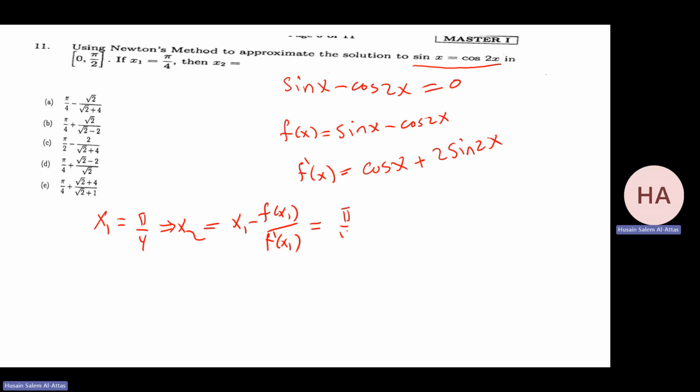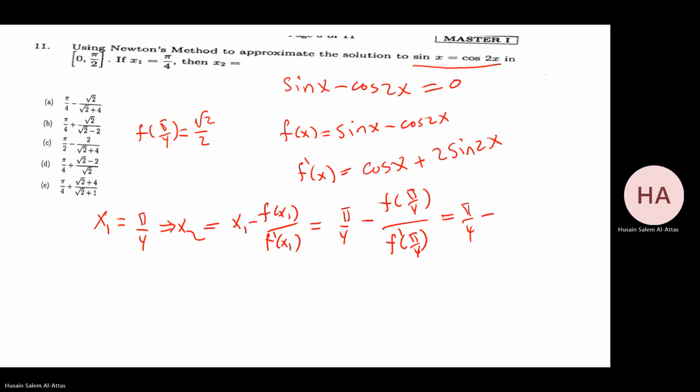That implies x2 is x1 minus f of x1 over f prime at x1, and that is pi over 4 minus f of pi over 4 over f prime at pi over 4. What will be f of pi over 4? Sine pi over 4, which is square root 2 over 2, minus cosine of 2 times pi over 4, cosine pi over 2, which is 0. So that will be root 2 over 2.